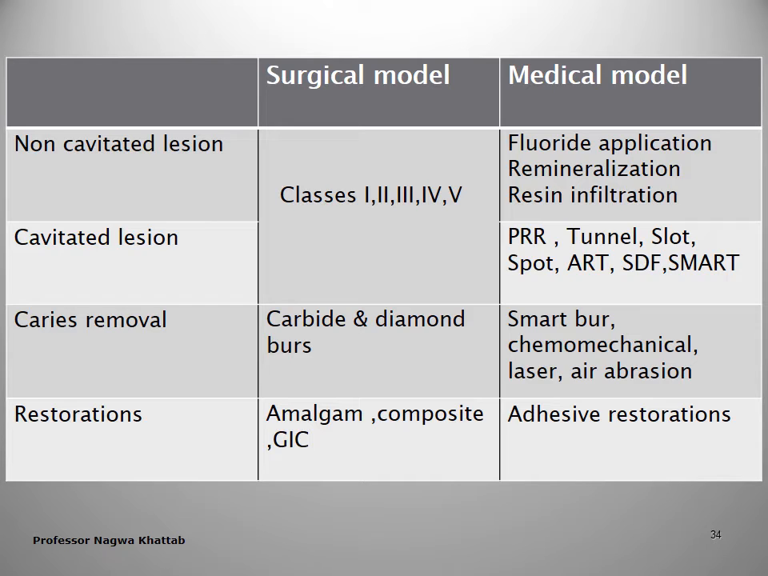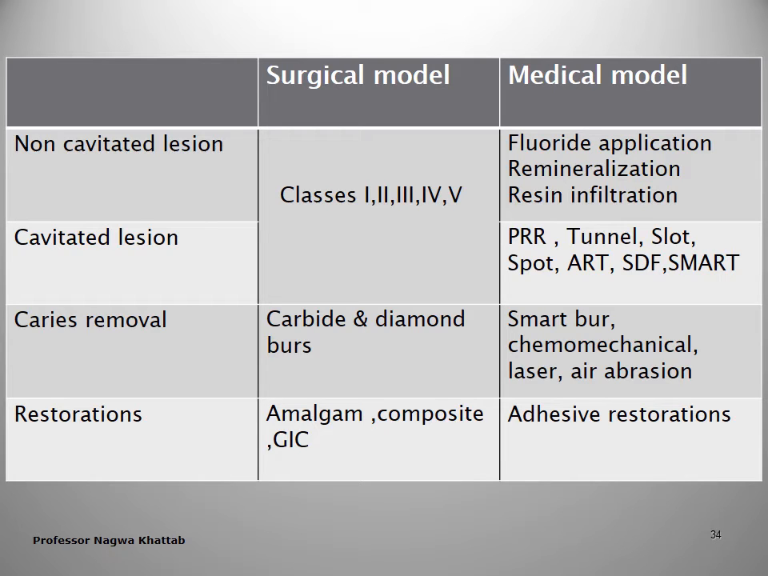In summary, if you have a non-cavitated lesion, the surgical approach does not differentiate between non-cavitated and cavitated lesions, and you have to perform the six classes identified. While a non-cavitated lesion in the medical model can be treated with fluoride application, remineralizing agents, or resin infiltration. For a cavitated lesion, also in the modern concept, we can make a minimal cavity design: preventive resin restoration, tunnel, slot, spot, ART, SDF, or SMART.